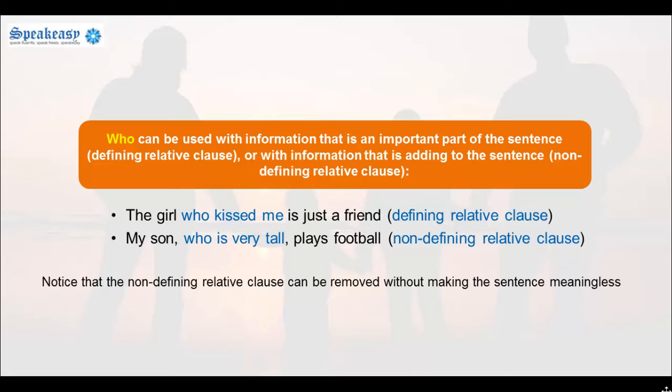My son, who is very tall, plays football. Who is very tall in this sentence is a non-defining relative clause. Notice that non-defining relative clauses can be removed without making the sentence meaningless.